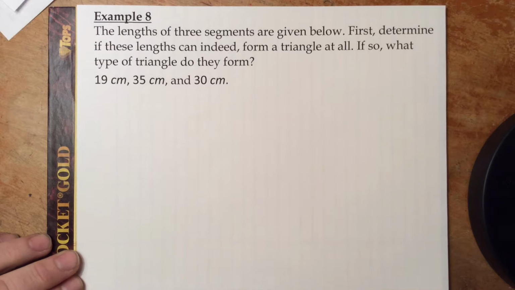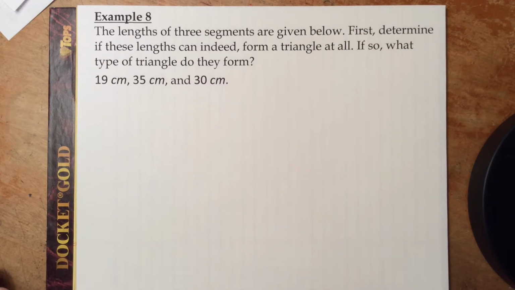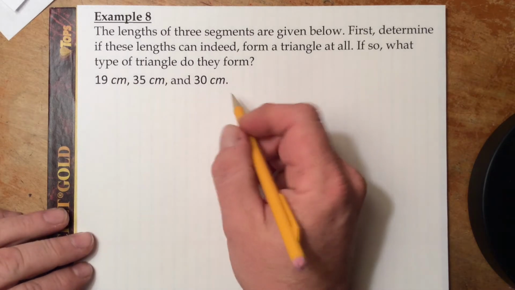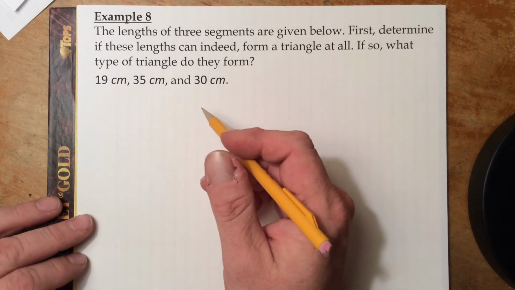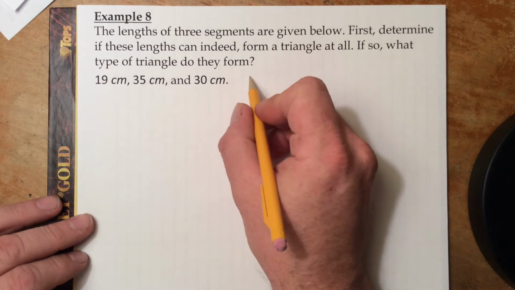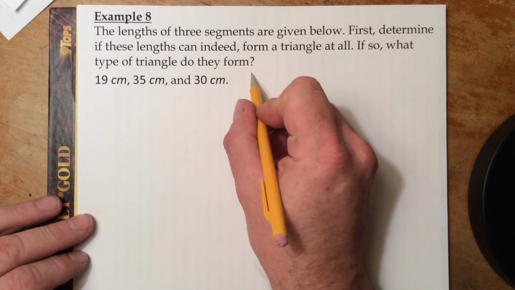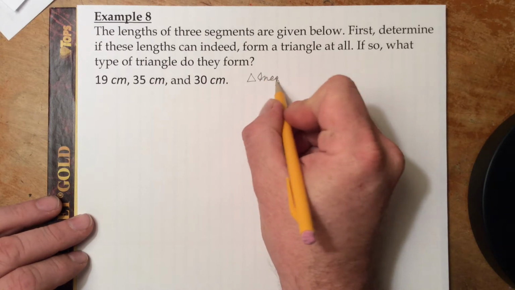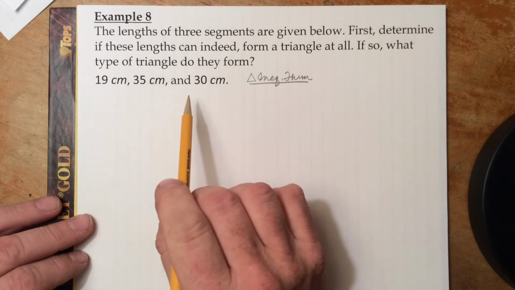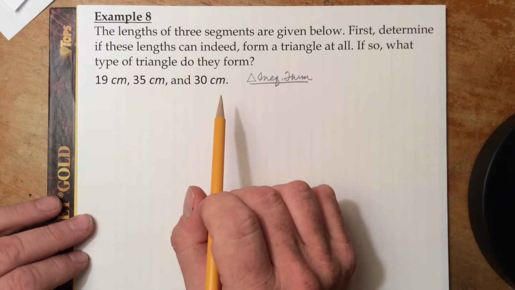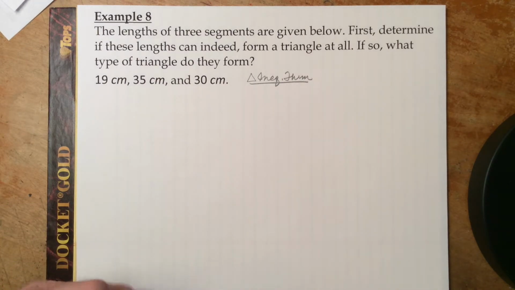Example 8. The lengths of 3 segments are given below. First, determine if these lengths can indeed form a triangle at all. If so, what type of triangle do they form? Well, this has basically got 2 parts to it. We want to first determine whether these lengths can even create a triangle. To do that, we need to use something from right before we left for Christmas, the triangle inequality theorem. That theorem enabled us to take the sum of 2 lengths and compare it with the third length to see if 3 lengths could form a triangle.